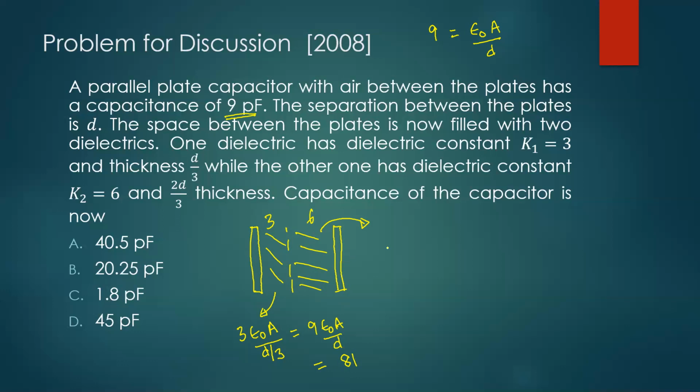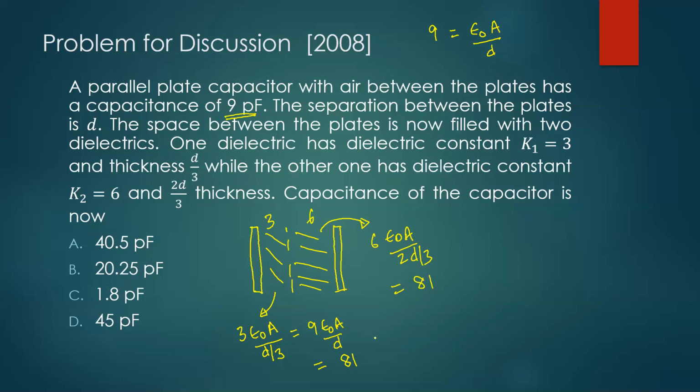Oh, sorry, no. I think I'm jumping. Okay, 6 epsilon naught, let's do that. The gap is 2D by 3. So if you look at this, I think this is also 81. 9. Okay, so this is 81, this is also 81.